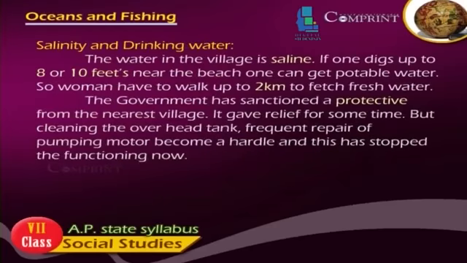Salinity and drinking water. The water in the village is saline. If one digs up to 8 to 10 feet near the beach, one can get potable water. So, women have to walk up to 2 kilometers to fetch fresh water. The government has sanctioned a protected water supply from the nearest village. It gave relief for some time, but cleaning the overhead tank and frequent repair of the pumping motor became a hurdle, and this has stopped functioning now.